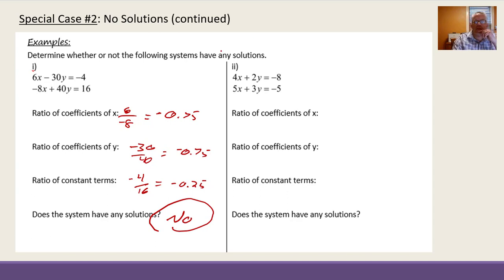All right, take a look at this one. 4 divided by 5 is 0.8. 2 divided by 3 is 0.67. Actually, this is not a special case. Okay, so in order to have infinite solutions or no solutions, the ratios of the variables are equal. Okay, so this is actually going to have one solution. So does this system have any solutions? Yes, it will.